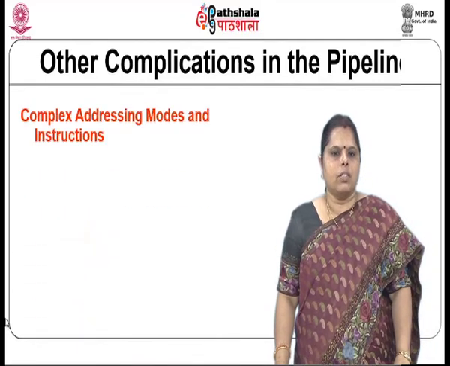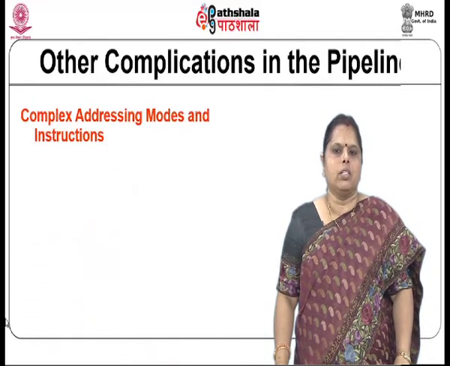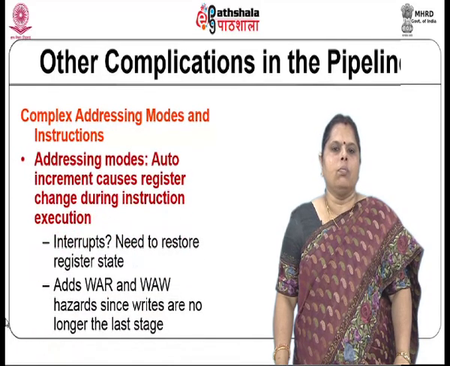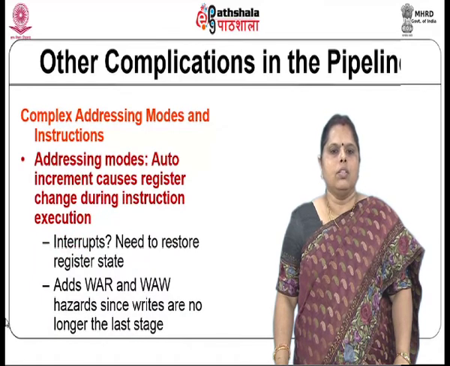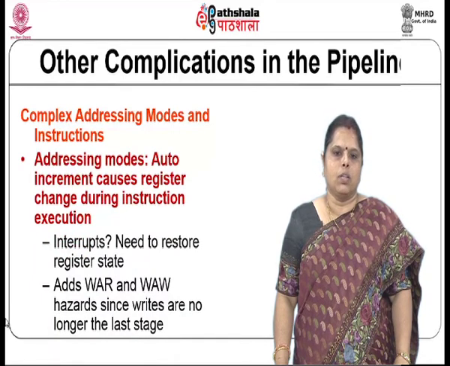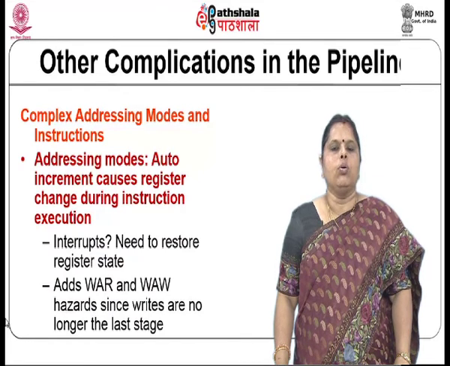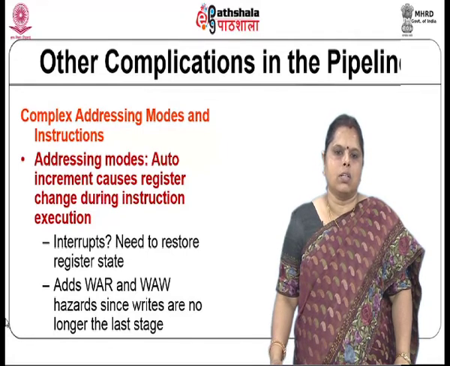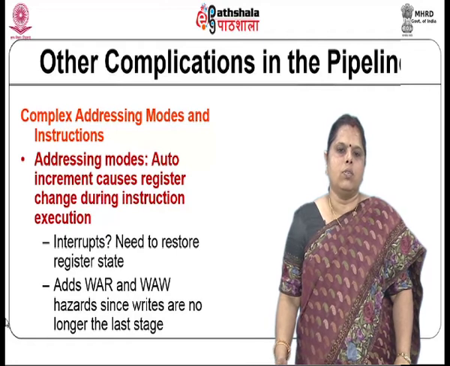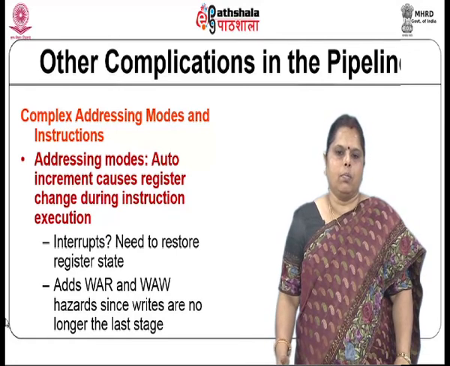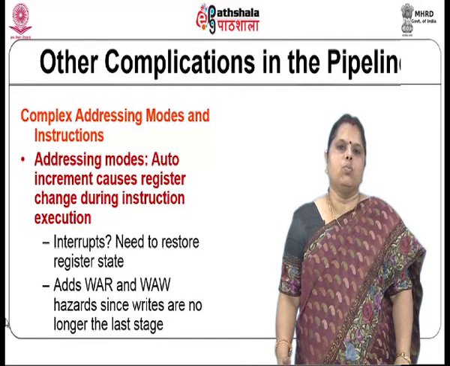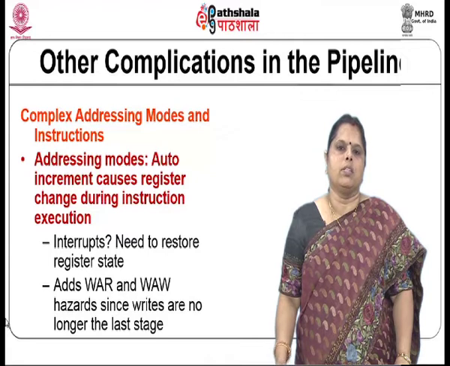Now apart from exceptions, you may also have other complications arising in the pipeline. What happens if your ISA has complicated addressing modes? As an example, look at the auto increment addressing mode, which was supported by all the earlier ISAs. Now, in the case of an auto increment addressing mode, you know that as part of the execution of that instruction, after having used the contents of a register to fetch data from memory or do some operation on it, automatically the register contents will be incremented so that it points to the next data in memory.